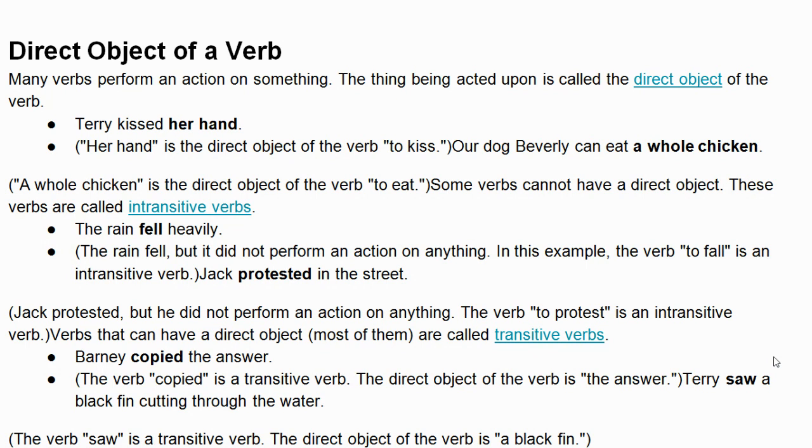Verbs that can have a direct object, most of them, are called transitive verbs. Barney copied the answer. The verb copied is a transitive verb. The direct object of the verb is the answer. Terry saw a black fin cutting through the water. The verb saw is a transitive verb. The direct object of the verb is a black fin.